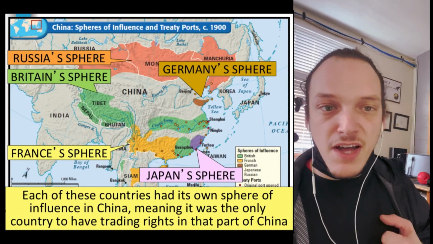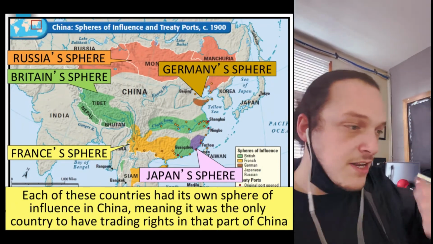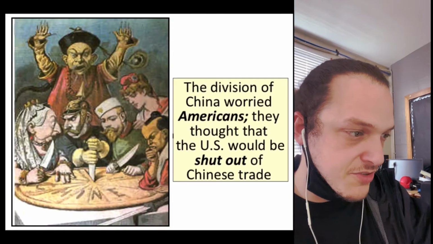Like those seagulls in Finding Nemo. They ran into China and went, mine, and planted a flag. And mine, and planted a flag. Now, if you look at this picture, this is a great picture.